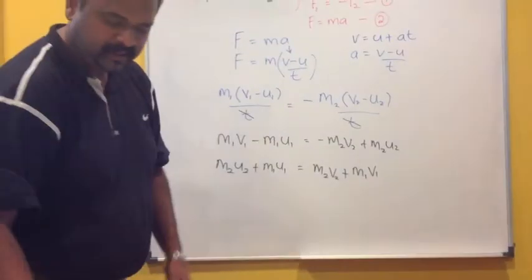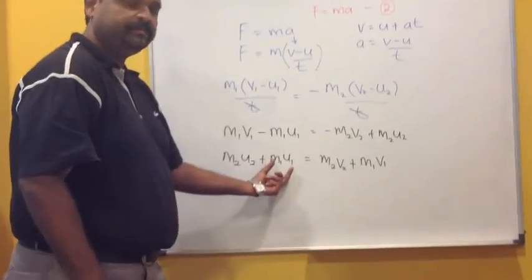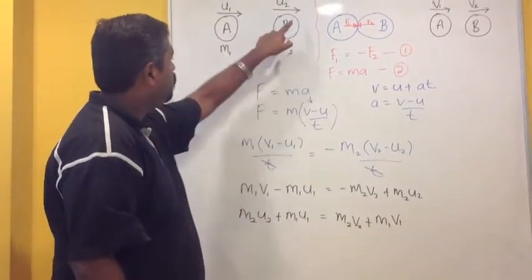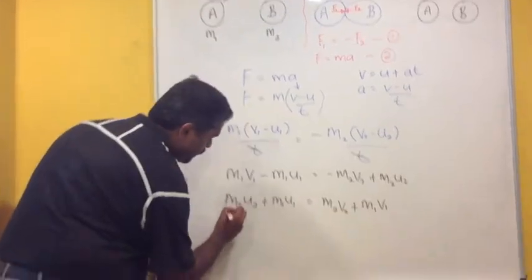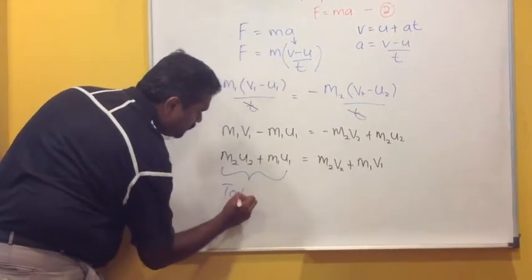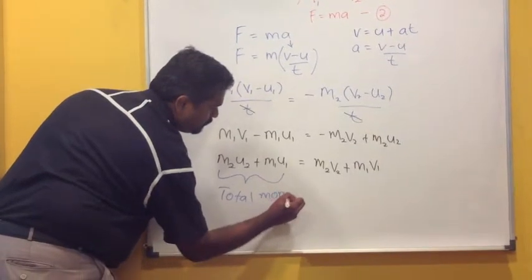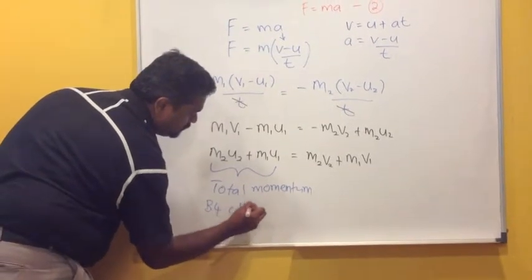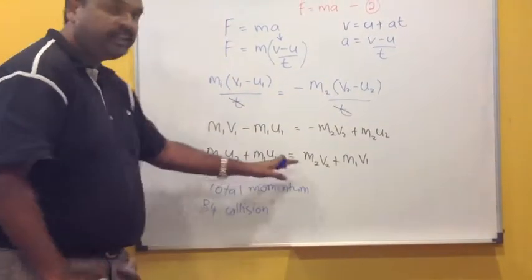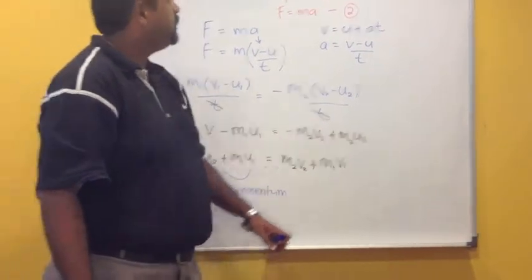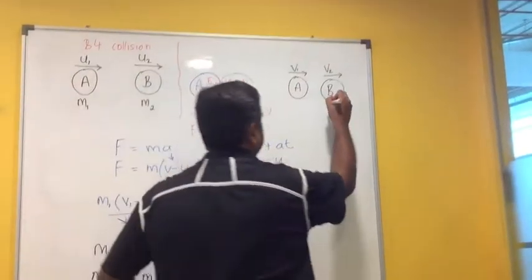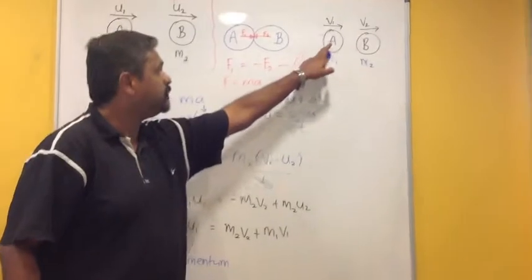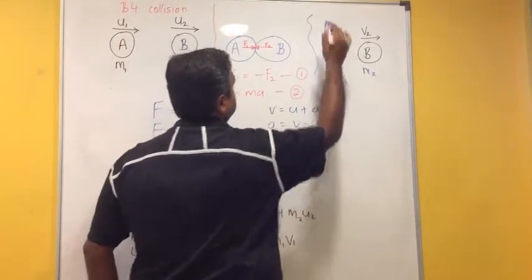What does this mean? This means that the momentum m1u1 of this object plus the momentum m2u2 of this object, which actually is the total momentum before collision, should equal m2v2, which is the momentum of this object, plus m1v1, which is the momentum of this object after collision.